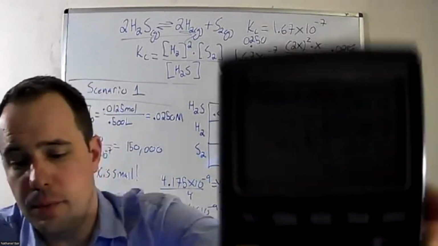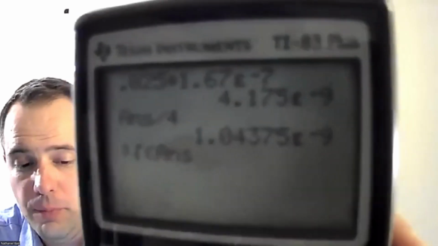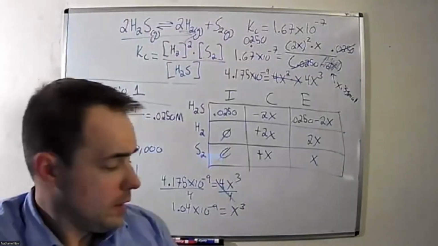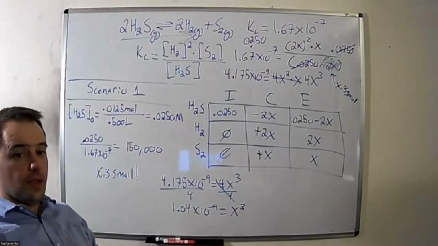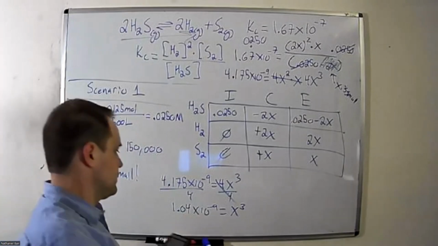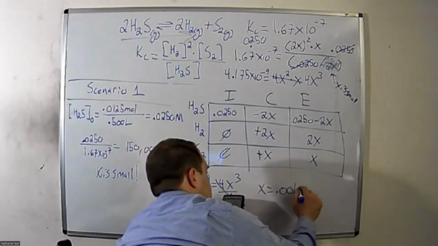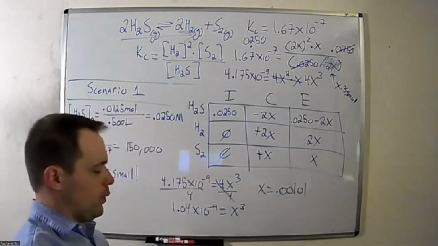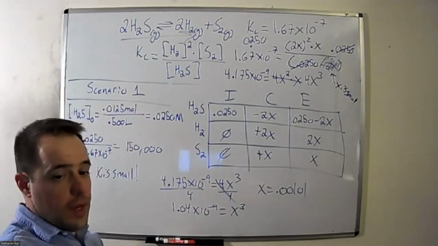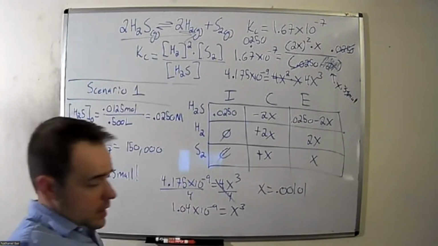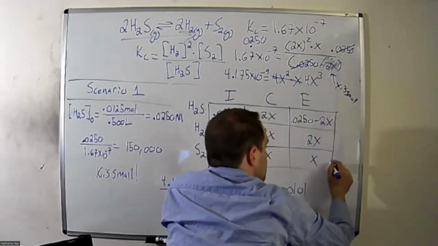So here's what my calculator looks like. I took the cubed root of that answer from above. Okay, and we're going to hit enter. And this is going to tell us that each x is equal to 0.00101. And now that I have the x's, I can pop them in here and solve for these equilibrium concentrations.